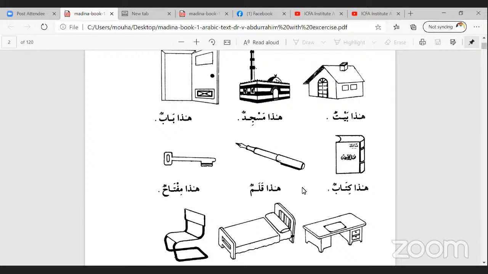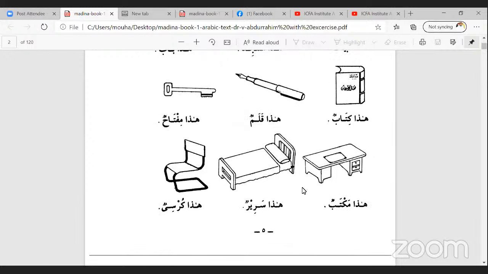هذا قلم, this is a pen. هذا مفتاح, this is a key. هذا مكتب, this is a writing table, a desk. هذا سرير, this is a bed. هذا كرسي, this is a chair. All right.